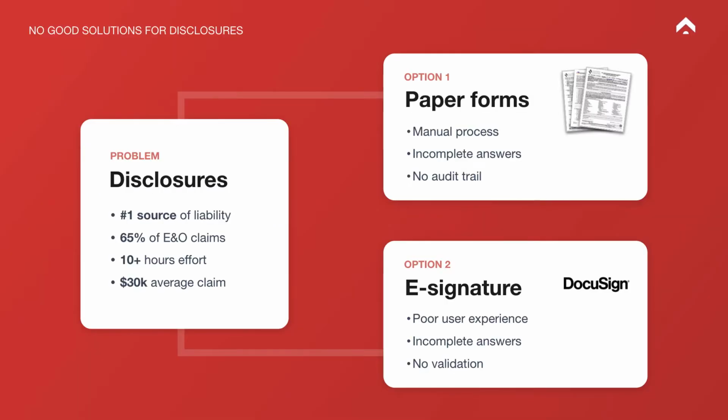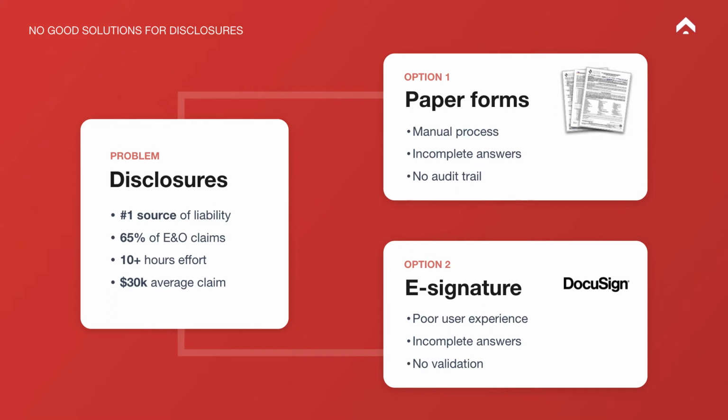First off, I want to let you know a little bit of information about disclosures and Glide. For the past 3 years, Glide has been working on solving the #1 problem for real estate agents, which is disclosures. Disclosures are the #1 source of liability for sellers, and that accounts for 65% of E&O claims. Disclosures are generally time-consuming, they're cumbersome, and the average claim is $30,000 nationwide.